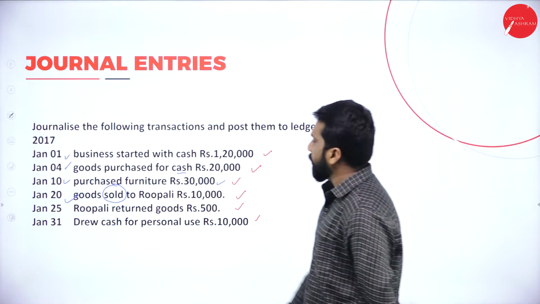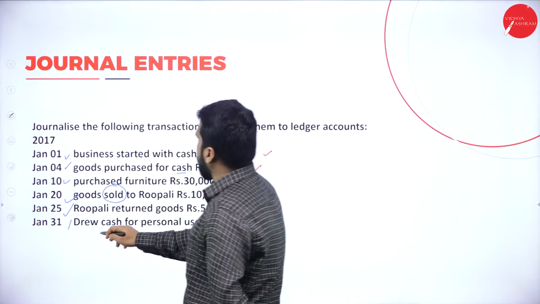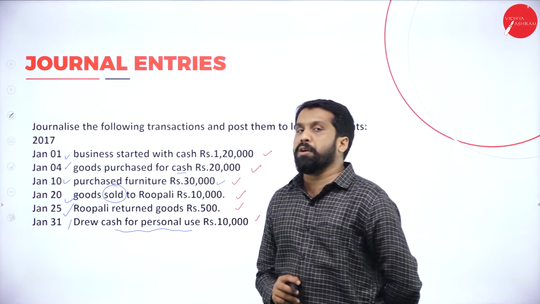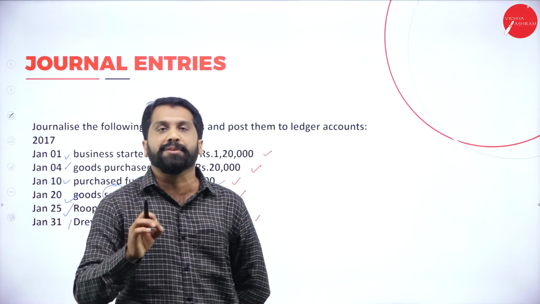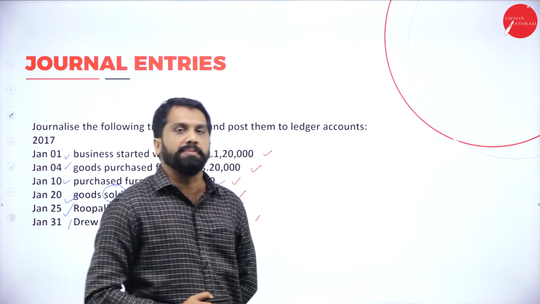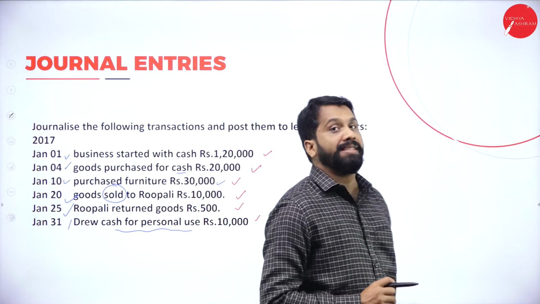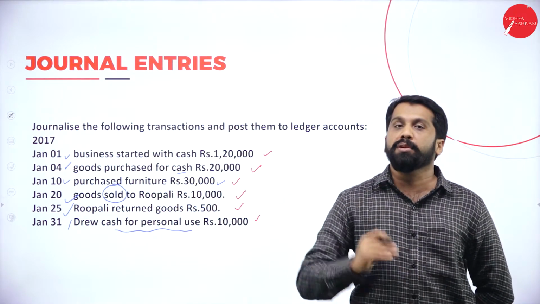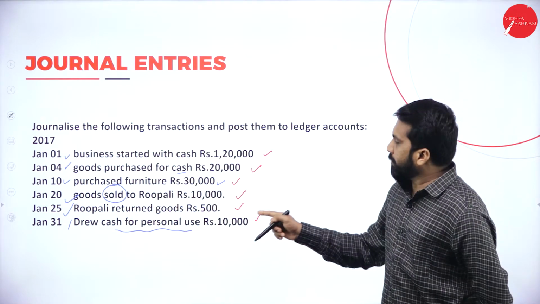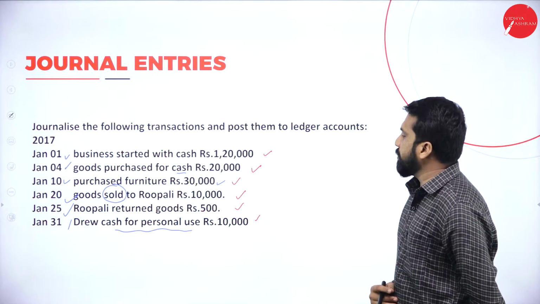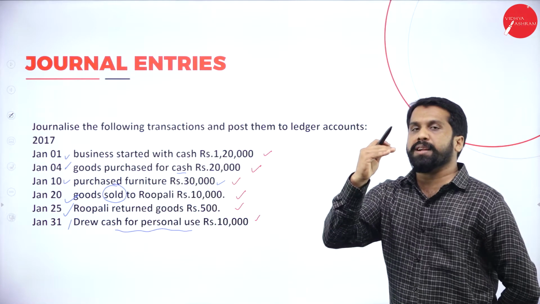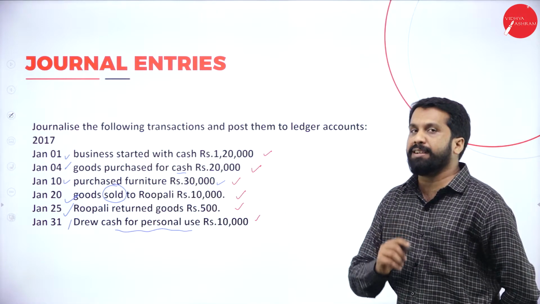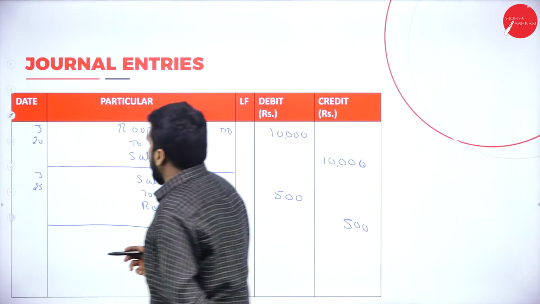What is the last one? Last one is draw cash for personal use. Personal use means what do we call? We call it as drawings. Personal use means drawings. Drawings always up. Remember, capital must be down. Drawings always up. Now, draw cash for personal use. Drawing account debtor to cash account. The amount is 10,000. January 31st.